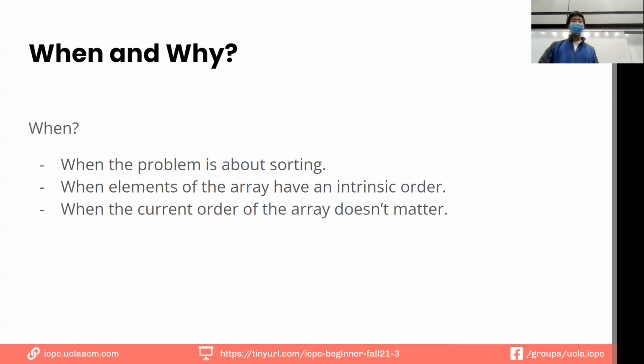And finally, you can only sort when the current order of the array doesn't matter. Because as you've noticed, the sorting algorithm in C++ at least sorts the array in place, which means after sorting, you won't be able to access the original order of the numbers or strings in the array anymore. So when the current order doesn't matter, that's when you can sort the array. Otherwise, you might have to store the array elsewhere and make sure you don't lose the original order.